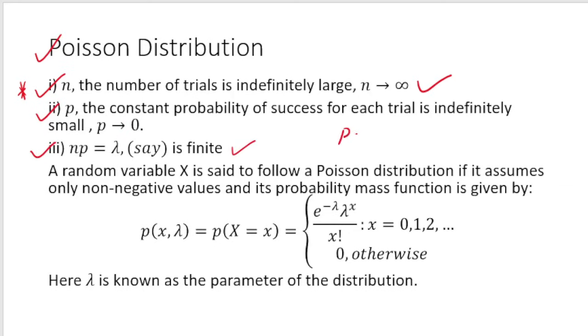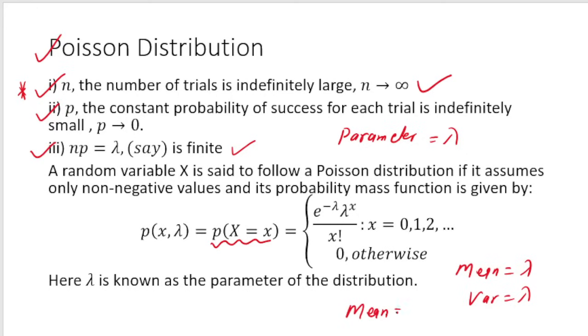What is the parameter of Poisson distribution? The parameter of Poisson distribution is lambda. And what is the probability distribution in case of Poisson distribution? It is given by the function e to the power minus lambda, lambda to the power x by factorial x, right? What is the mean? Mean is equal to lambda. What is the variance? Variance is also equal to lambda. What is the relation between mean and variance? The mean is equal to variance. So all these are very, very important characteristics.